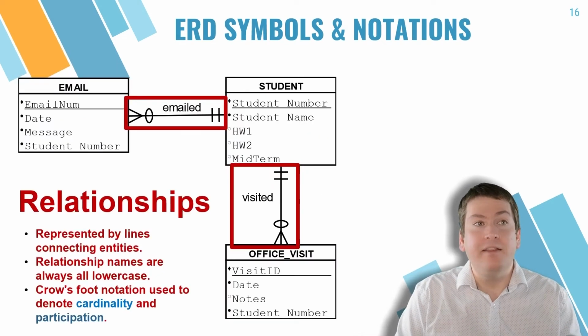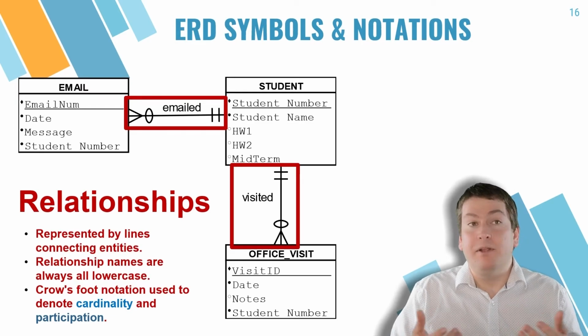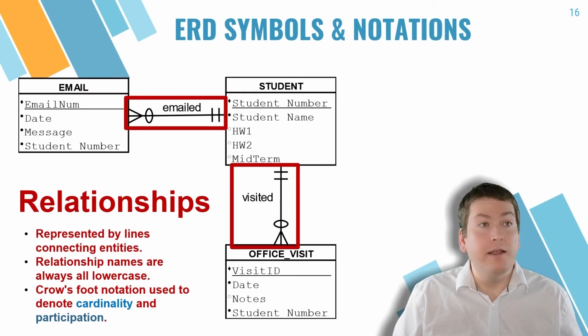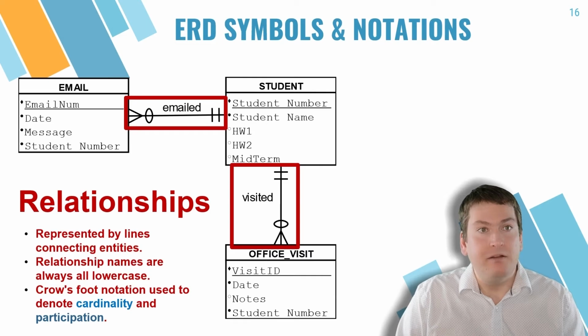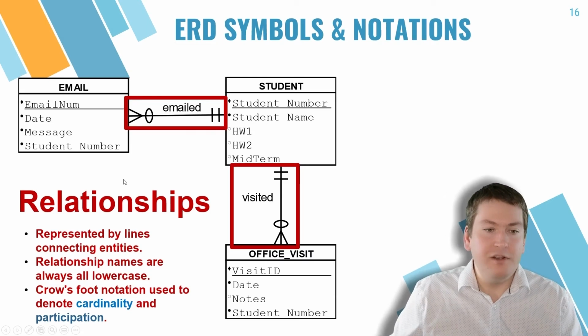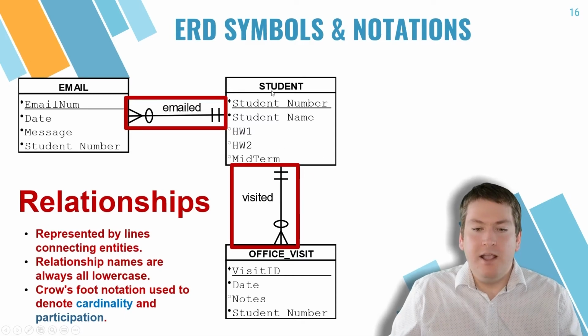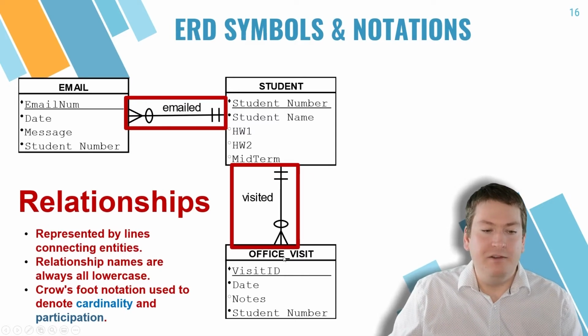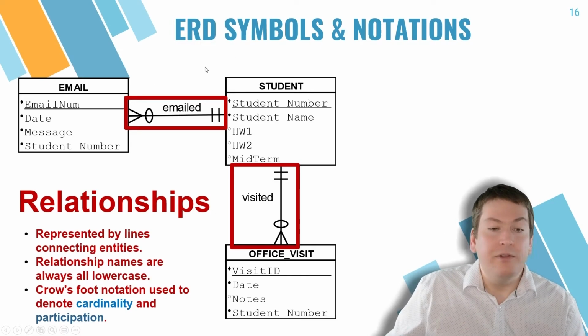So the next big thing that the ERD holds, and this is probably the most complex thing, but also the most important thing, are the relationships between these different entities. You can see up here that we have a relationship between email and student, and we have a relationship between student and office visit. What these define are how these are connected.